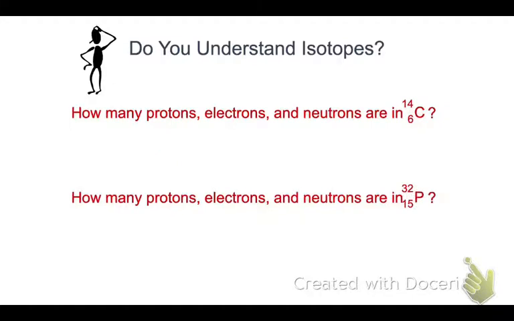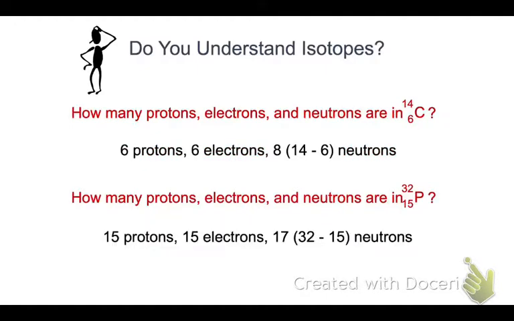How many protons, electrons, and neutrons are in phosphorus 32? Same thing again. Protons, 15. It's neutral, so electrons, 15. And to get the neutrons, it's 32 minus 15, which equals 17. All good.